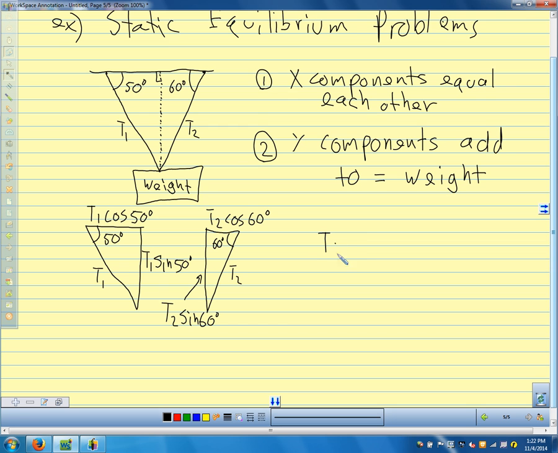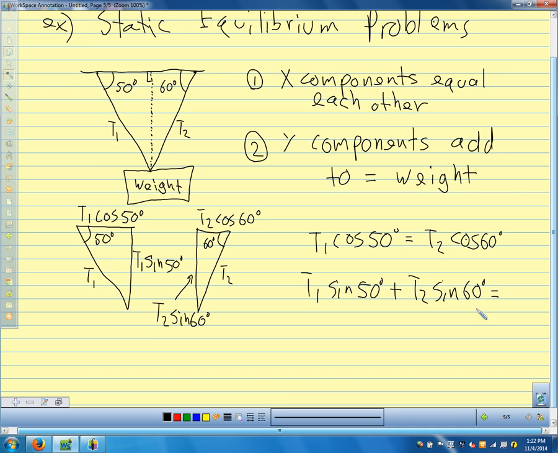These two are balancing each other out so that the weights don't move side to side. So we say T1 cosine 50 equals T2 cosine 60. And these two have to add together to equal the weight. So T1 sine 50 degrees plus T2 sine 60 degrees equals whatever the weight is. And now we have two equations with two unknowns, T1 and T2. So I could solve one equation for T1, substitute it into the other equation, solve that. So we have a system of equations to solve it.